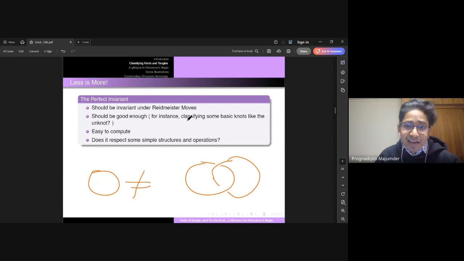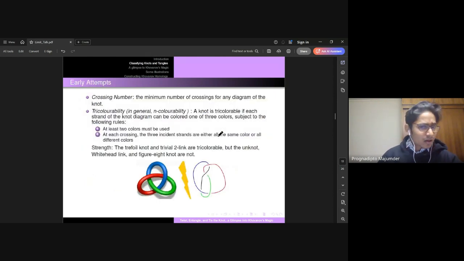Classifying some basic knots, I will come back to later, and also simple respect structures and operations, I need to come back to in due time. You have some nice invariants, like crossing numbers, the minimum number of crossings for a diagram, but in general it's very difficult to prove that this is the minimum. So you have to do hard manual labor, or you have to use some other machinery.